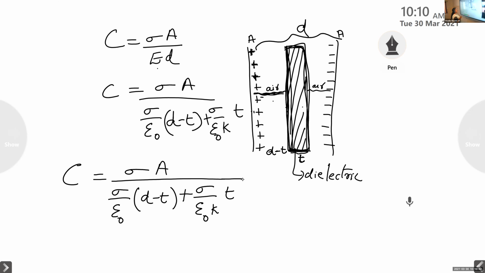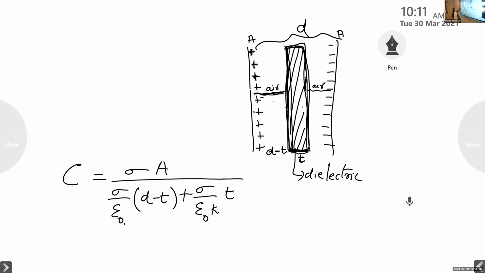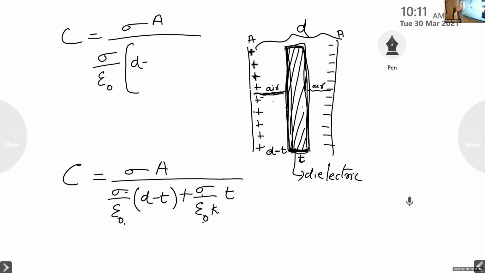Okay, so here we need to consider the electric field due to the air, medium air, and also the electric field due to the medium of dielectric. In this equation, sigma by epsilon 0 is common, so we can take it outside. So the equation becomes C is equal to sigma A divided by sigma by epsilon 0 into D minus T plus T by K.